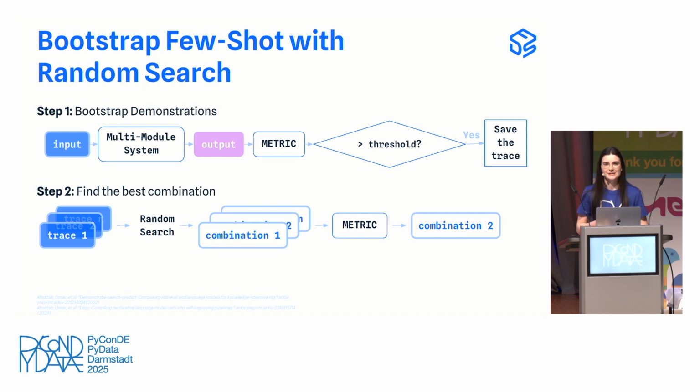First, we generate a set of good input-output traces. Then, instead of just inserting these traces into the prompt, we randomly sample different subsets of these traces. Next, each sampled combination is evaluated, and finally, we select the demonstration set that leads to the highest validation performance.